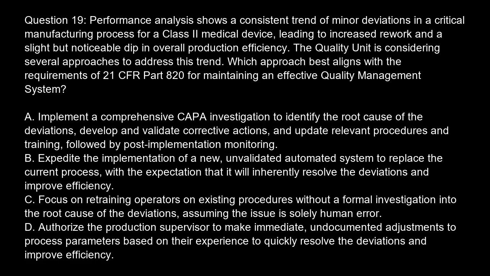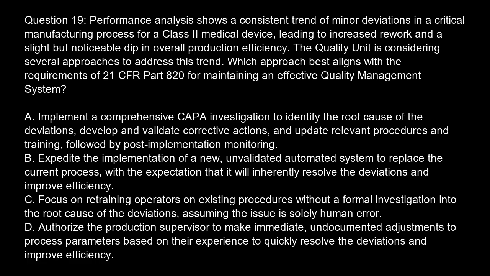Option A. Implement a comprehensive CAPA investigation to identify the root cause of the deviations, develop and validate corrective actions, and update relevant procedures and training, followed by post-implementation monitoring. Option B. Expedite the implementation of a new, unvalidated automated system to replace the current process, with the expectation that it will inherently resolve the deviations and improve efficiency.